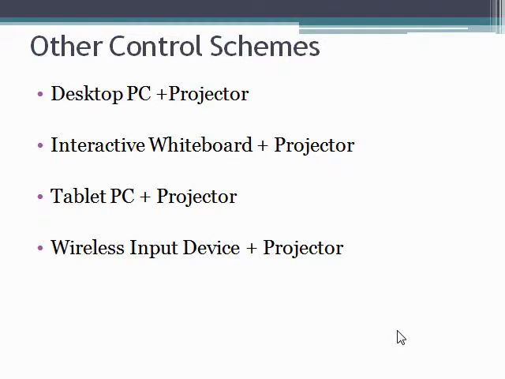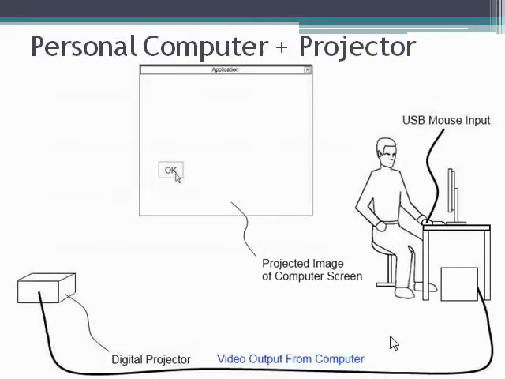So let's take a look at other control schemes. For those educators and instructors that choose to deliver digital content, such as presentations, video, and online media, there are only a few methods of doing so within the classroom. Traditionally, in the classrooms where teachers are supported with technology, I have seen one of the following four setups to display and interact with digital content. You can use a normal desktop PC and projector, an interactive whiteboard and projector, a tablet PC and projector, and a wireless input device. Let's investigate these further.